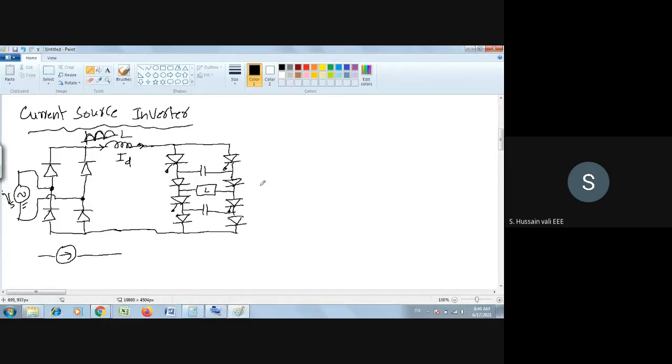I will not give all the mathematical explanation here, but rather I will tell you the operation of this current source inverter. Can anyone answer: did you have current source inverters in the power electronics course, or did you not have? Did anyone answer that? You have this?